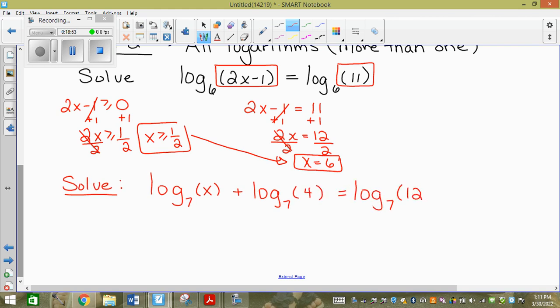So I know this still falls into type 2. Why does this fall into type 2? Yeah, they all start with log base 7, log base 7, log base 7. There's not a term without it, correct? Now, if I have log base 7 of something equals log base 7 of something, I can set the somethings equal. That's what we just did last one. Currently, I have log base 7 of x plus log base 7 of 4. Is that a single log? No. Do you know how to make it a single log?